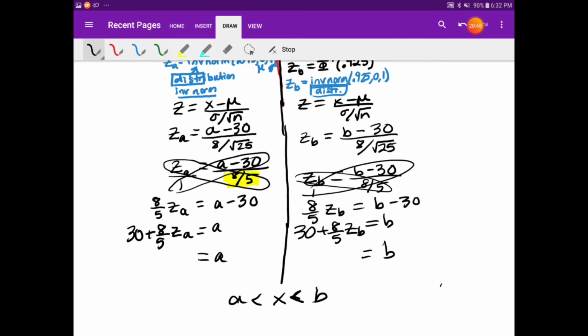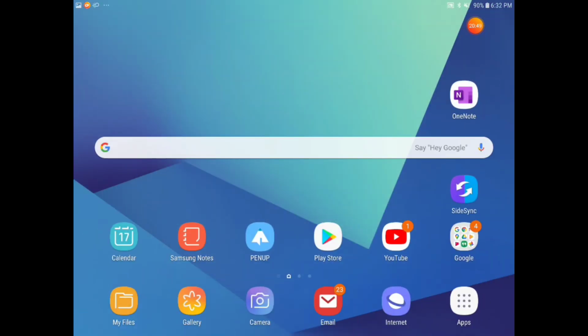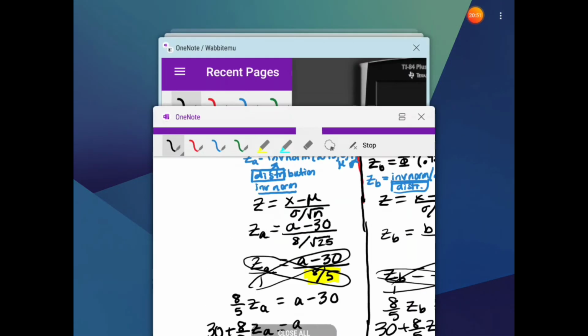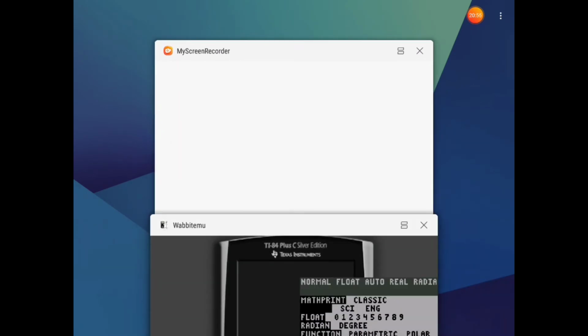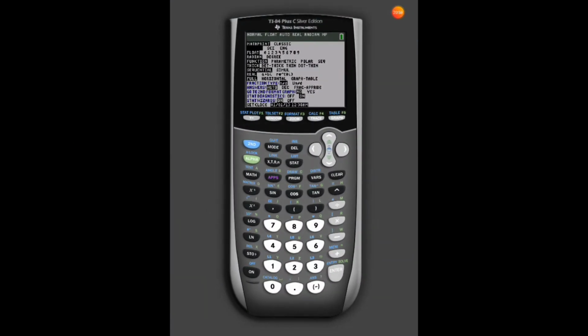So the calculator, I need 30 plus 8/5 of z. Okay, so let's go to here. Oh, that's interesting. It still saved my screen. There we go. So what I'm hitting is I'm hitting clear. I probably shouldn't have hit clear because we could have left all that stuff on the calculator. But remember, I stored it.